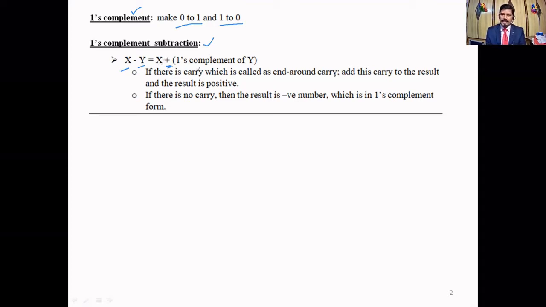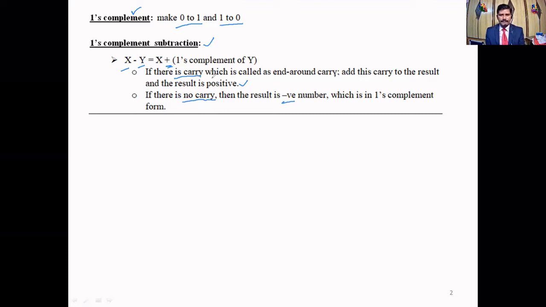Suppose in the sum there is a carry, which is called the end around carry. Add this carry to the result, and the result is positive. If there is no carry in the sum, then the result is said to be negative, and the sum is in ones complement form.